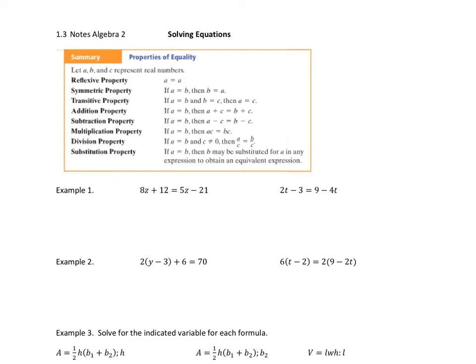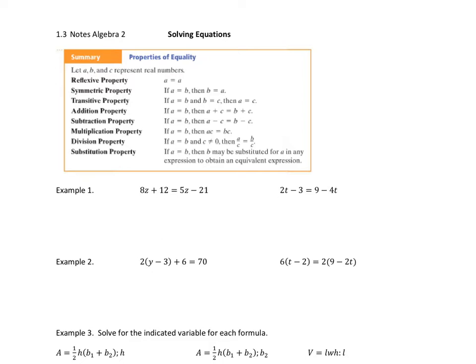Solve equations by using these different properties. Some we did in geometry. You might recognize this from geometry. These top three, and then the other ones are from Algebra 1. So you can read through these properties.